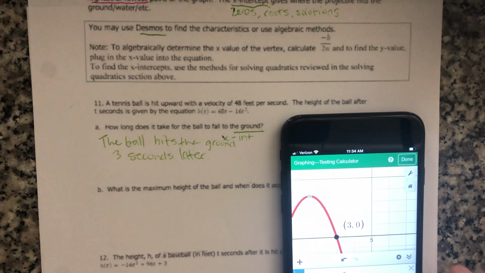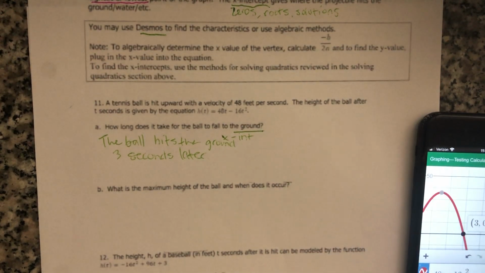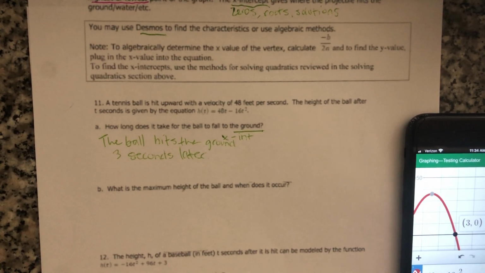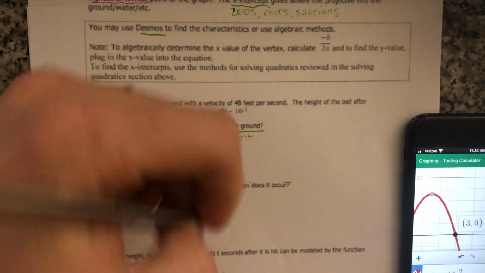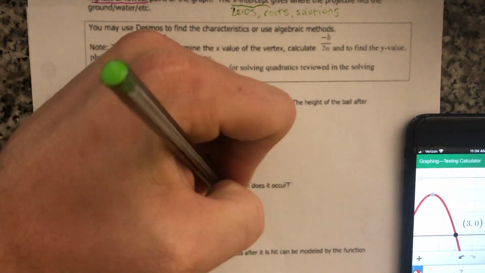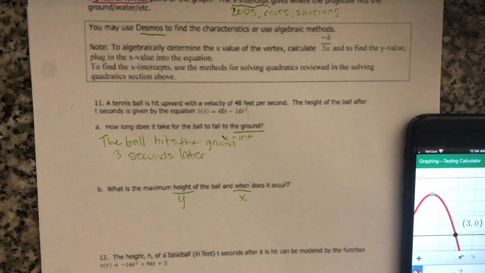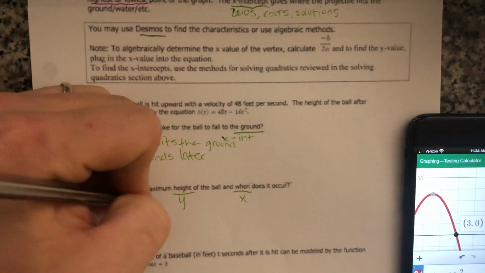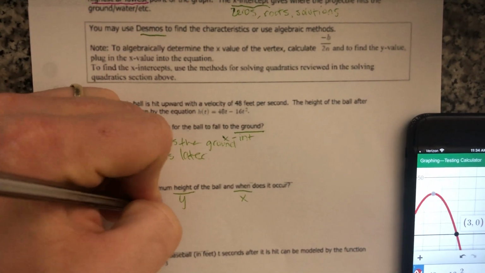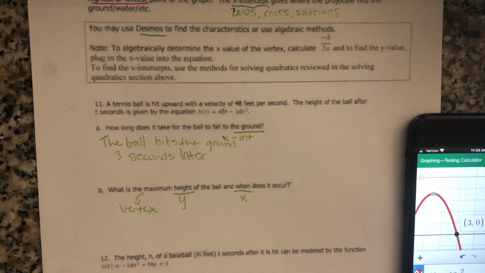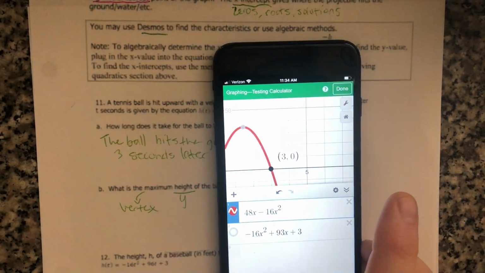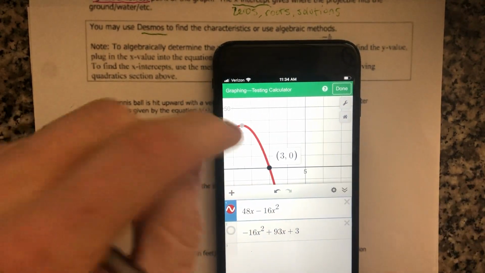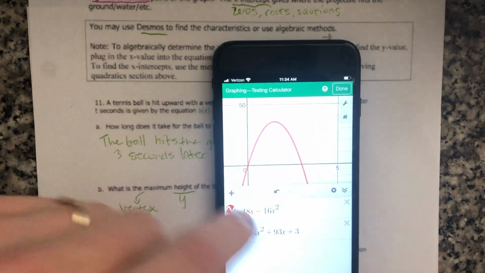The second part of the question says, what is the maximum height of the ball and when does it occur? So this is a two-parter. It's asking you for height, that's a y value, and when is an x value. The other thing that's important here is this maximum should tell us, look for the vertex. So, looking back at my graph, my vertex always occurs at the highest point.